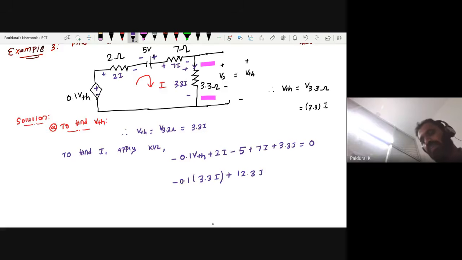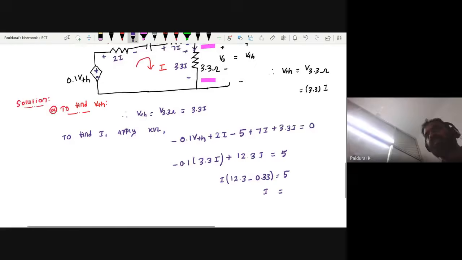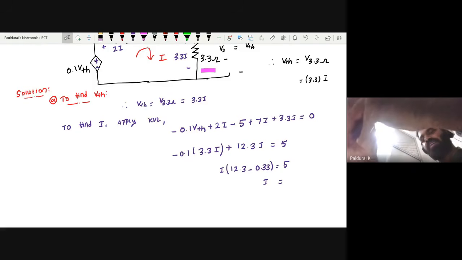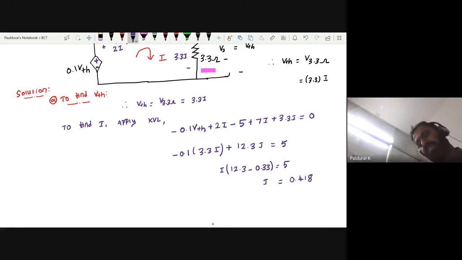12.3 I equals 5. So now what is this I? Take I as common: 12.3 minus 0.33 times I equals 5. What is the value for this I? 0.4177, sir. Let me check: 5 divided by 12.3 minus 0.33 is 0.4177. Can I take 0.418 amps?